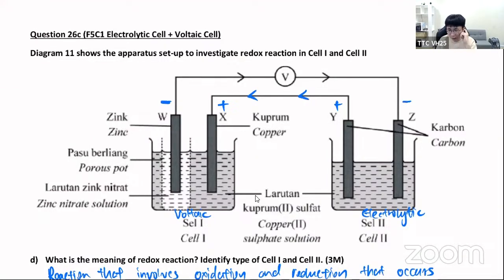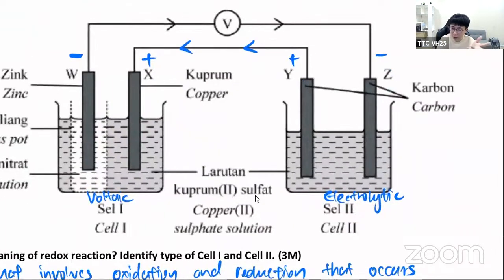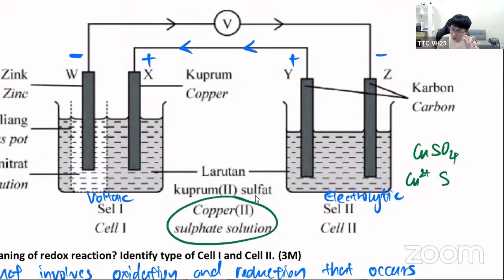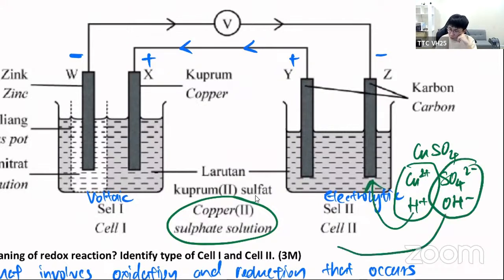Okay, and what are we supposed to continue from here? Let's say we do a simple brainstorm here. Copper(II) sulfate is CuSO4. Then inside got Cu2+, SO4 2-, and then got H+ and OH-. So the positive ion will move to Z, the negative ion will move to Y.